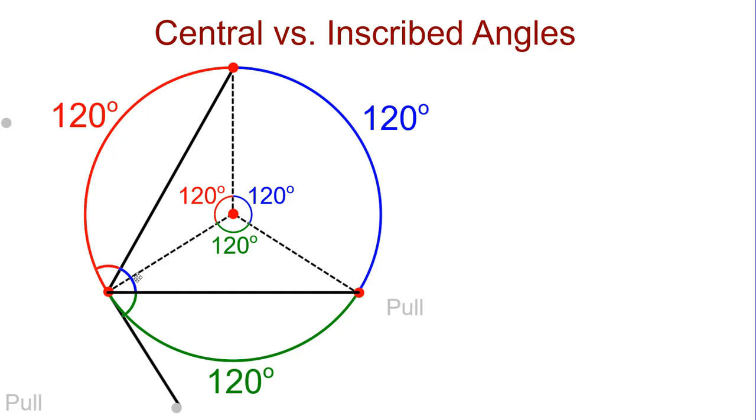So if this was 60 degrees, I guess I'll go ahead and write that out. I wish I had my smart board, but that's okay. If this was 60 degrees, we know this one also is going to be 60 degrees. So altogether, these two angles would make 120.